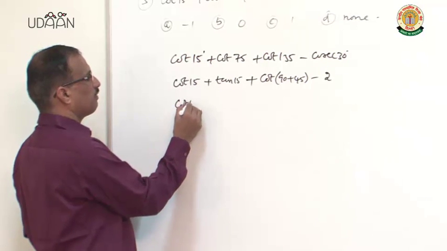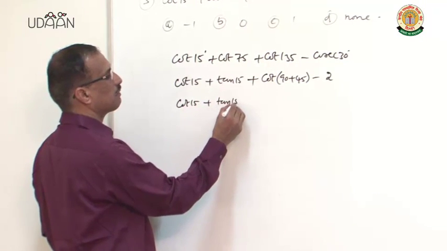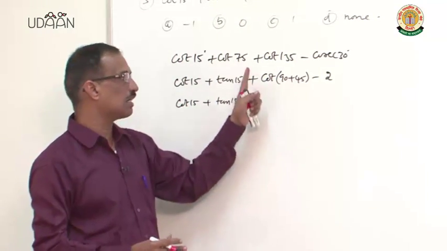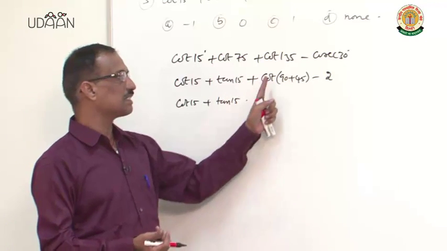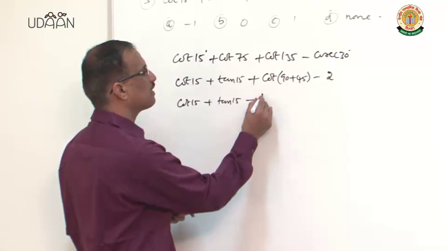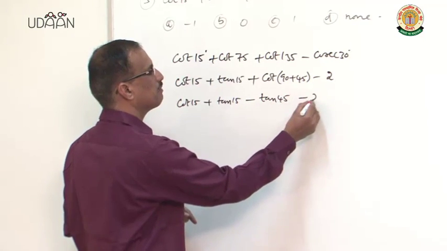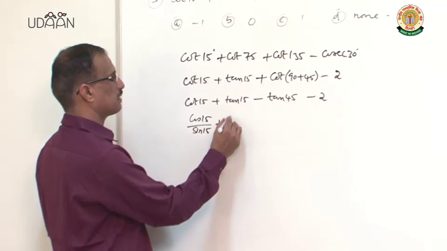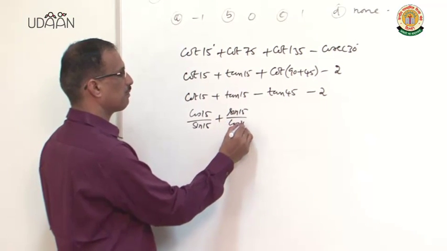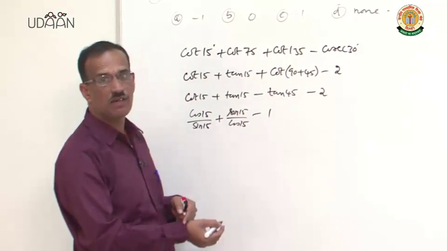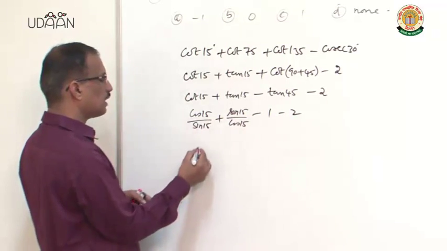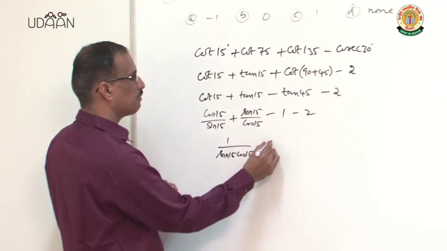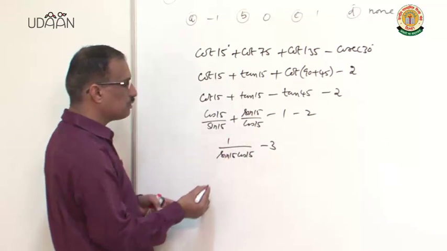Now from this, cot 15 plus tan 15. Cot 90 plus theta comes in the second quadrant. In the second quadrant, cot is negative, and it is 90 plus theta. So this will give us minus tan 45 minus 2. So cos 15 by sin 15 plus sin 15 by cos 15 minus 1, because tan 45 is 1, minus 2. So from there you get 1 upon sin 15 cos 15 minus 3. Now, multiply by 2 and divide by 2.